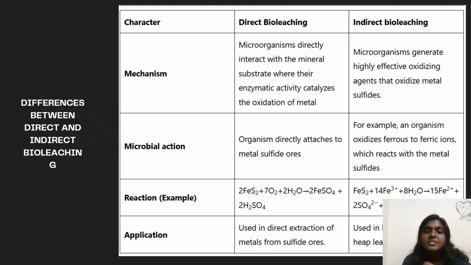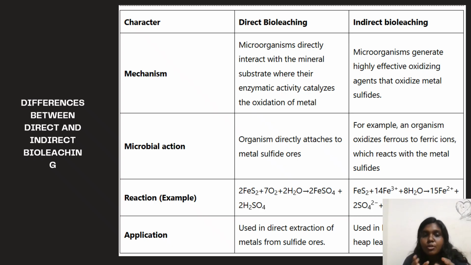So now we are going to see the differences between the direct and the indirect bioleaching. In direct bioleaching, the microorganisms directly interact with the mineral substrate, where their enzymatic activity catalyzes the oxidation of the metal. Whereas in indirect bioleaching, the microorganisms generate highly effective oxidizing agents that oxidize these metal sulfides. So what did we see in direct bioleaching? The microorganisms have direct physical contact with the mineral substrate, and their enzymatic activity catalyzes the oxidation of the metal. And in indirect bioleaching, the microorganisms generate effective oxidizing agents that can oxidize the metal sulfides.